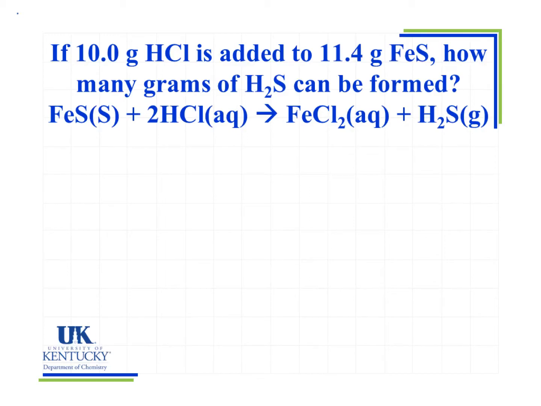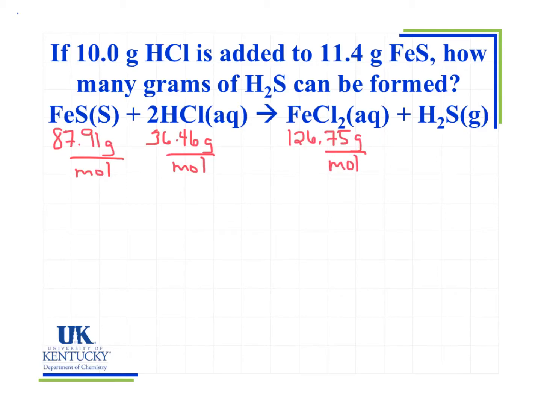So FeS has a molar mass of 87.91 grams per mole. HCl, 36.46 grams per mole. FeCl2, 126.75 grams per mole, and H2S, 34.08 grams per mole. So I may not actually need all of these, but given that several substances are named, it's sometimes easier just to start with the molar masses of everything, so then you don't have to stop mid-problem solving and go back and find that value.